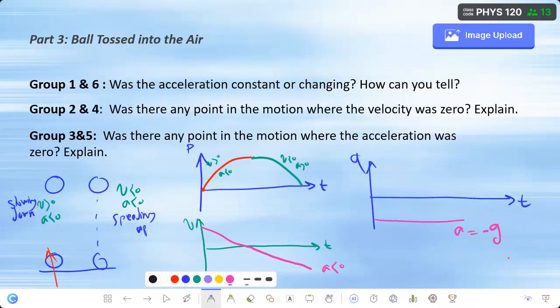Good? Was the acceleration constant or changing? Constant. Was there any point in the motion where the velocity was 0? Yes, when it reached the top. Was there any point in the motion where the acceleration was 0? No. In the entire motion, the acceleration was constant and equal to the gravitational acceleration.